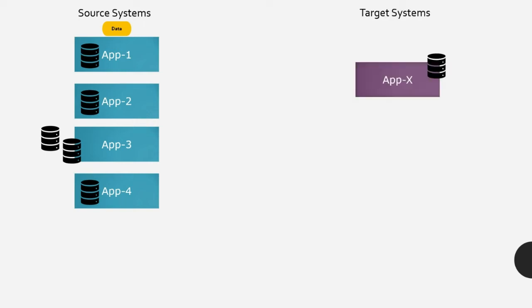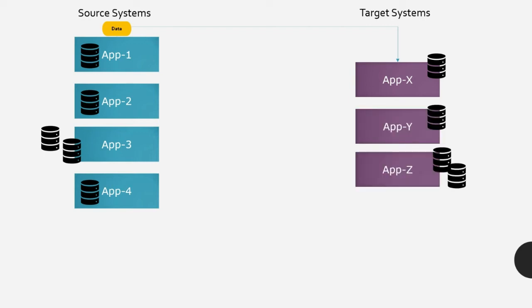Now, when new systems are added into the landscape, some of them depend on the other systems. That is, let's see, this app X depends upon app 1 or app 2. They may get source data from source applications like app 1. That is, app X might depend on data from app 1. Data can be pushed from these systems to these target systems in real time or in batches. And so these systems like app X are all called target systems.